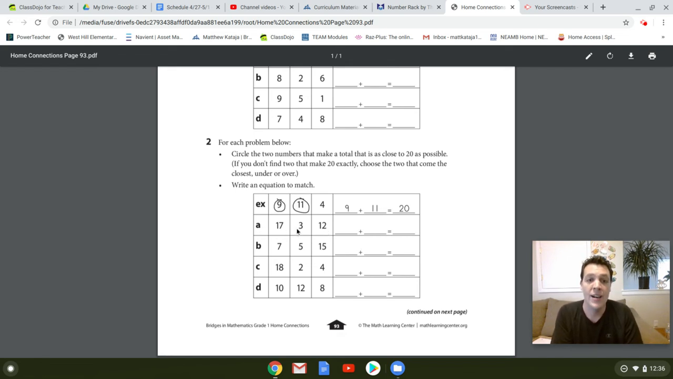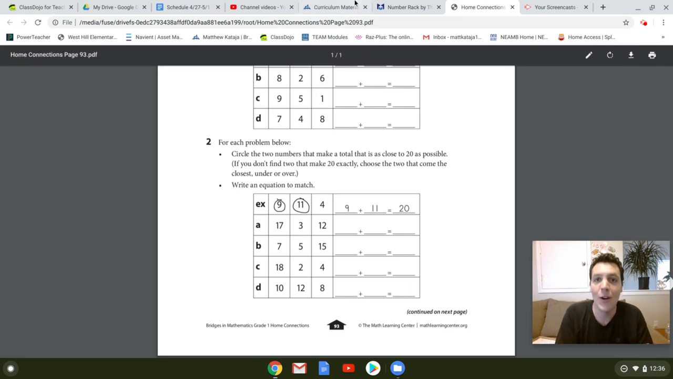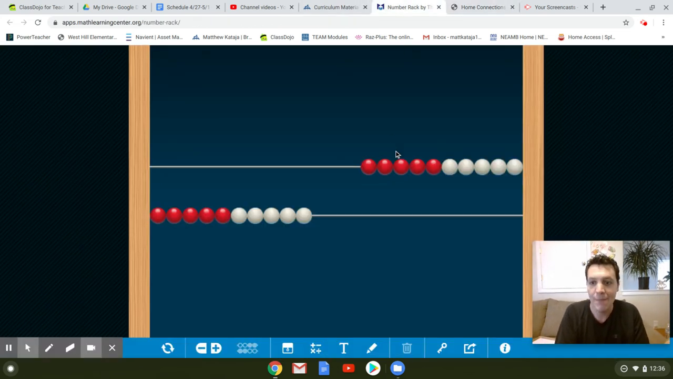Let's look at A. What's our biggest number? 17, 3, or 12? 17! You're right. 17's our biggest number. So let's go to our number rack and make a 17. Well, I already have 10, so how many more do I need? 7! Okay, I can push 7 over because I know it's a 5, 6, 7.